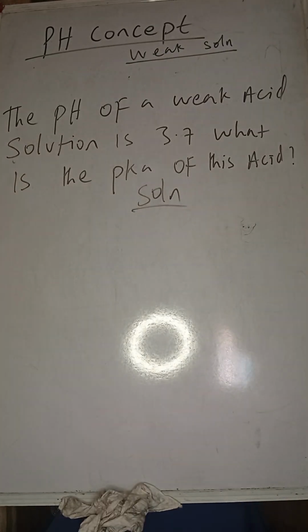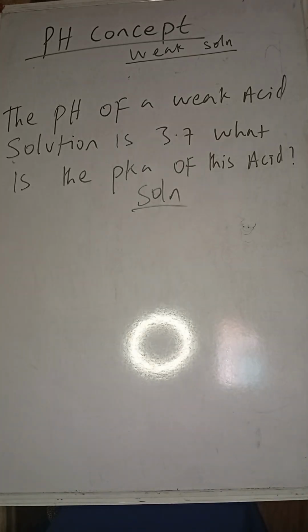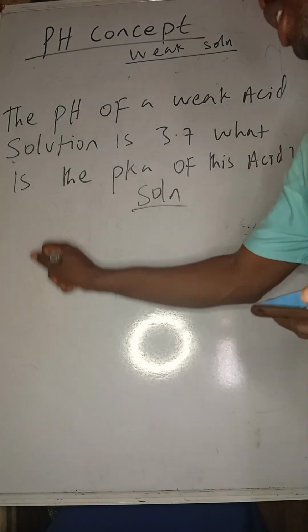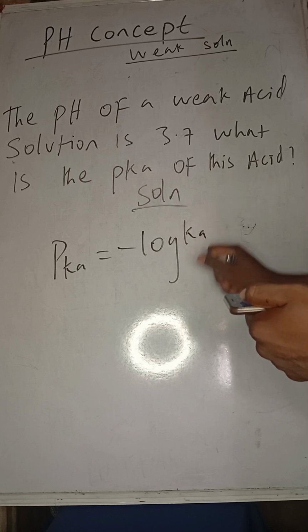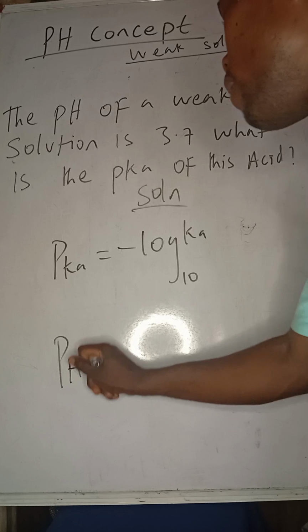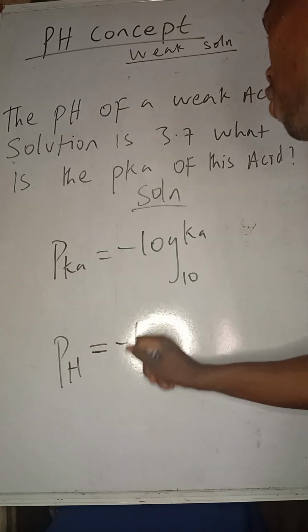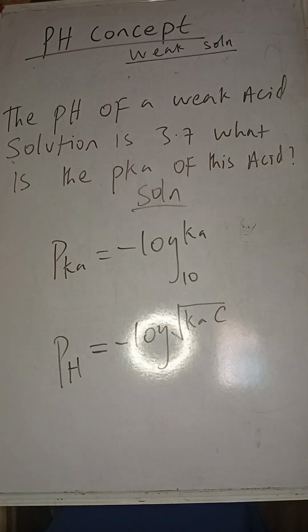All right. So this other question says, the pH of a weak acid solution is 3.7, what is the pKa of this acid? Very tricky. So quickly, I would like to just start with this. Take note that pKa is equal to negative logarithm of Ka to base 10. So we can get Ka from our pH formula of weak acid solution. Remember, how do you treat them? Minus log of what, everybody now? Square root of KaC.